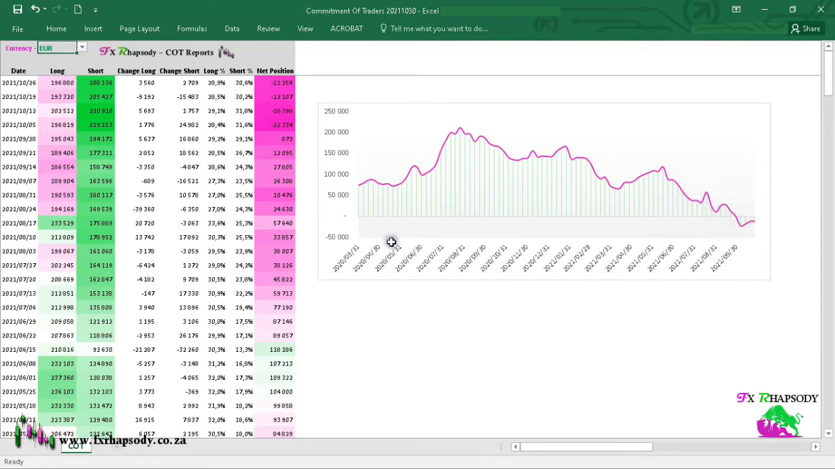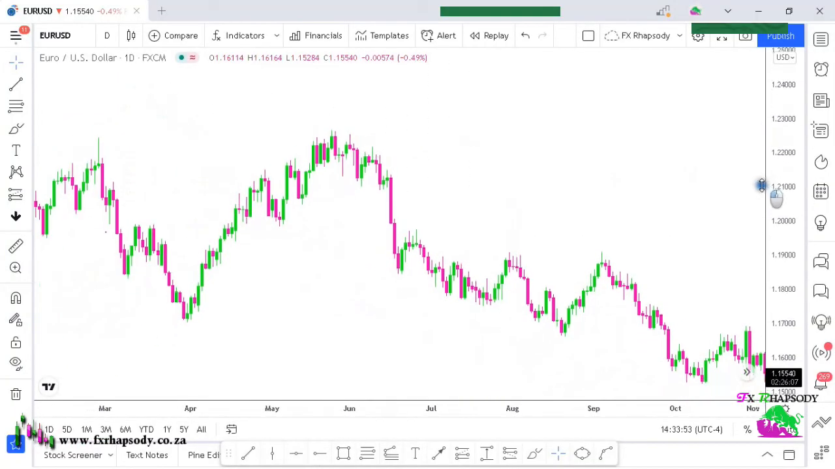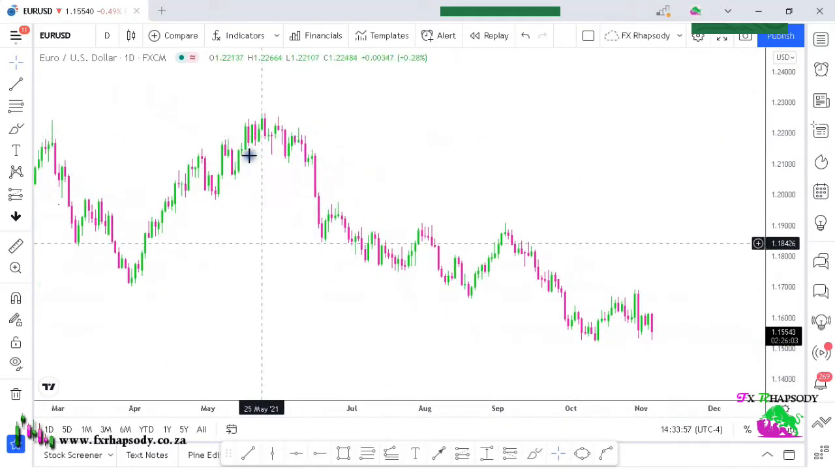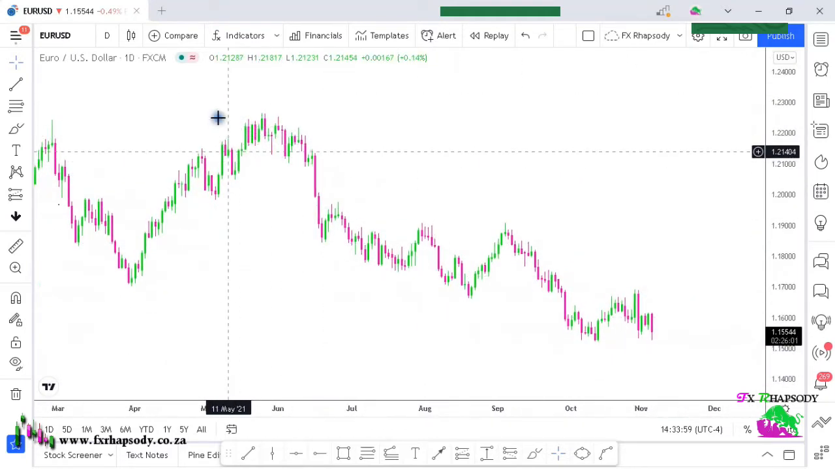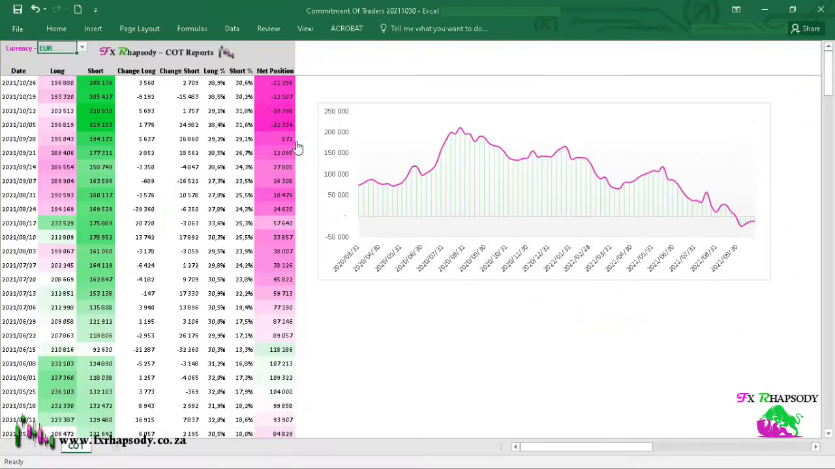And if you hop to your chart, you can see it happening here as well. So we're looking at June, right there. So this was the key area in the market. And going back, what I also look out for is these extreme net positions. So you're looking at 118.